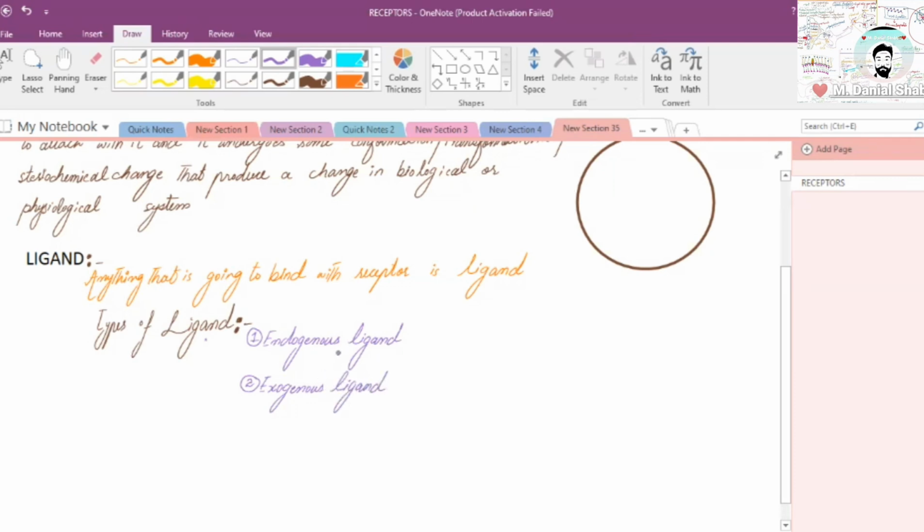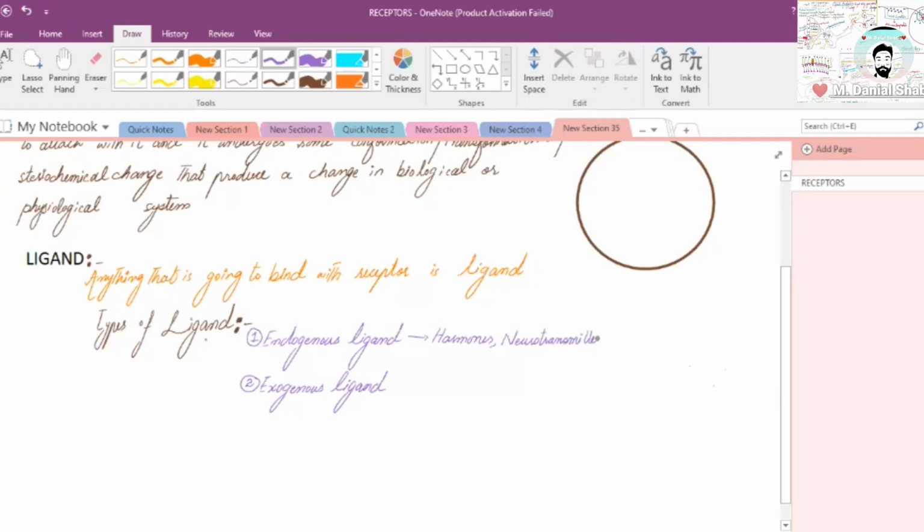An endogenous ligand is a ligand which is going to be attached with the receptor and is produced in the biological system. For example, hormones. Hormones perform their normal physiological activity by binding with their receptors, and you people know that hormones are produced in the biological system. These are not coming from outside or from an external source. Our body has the ability to generate hormones inside the system. So that's why hormones are endogenous ligands. Then neurotransmitters.